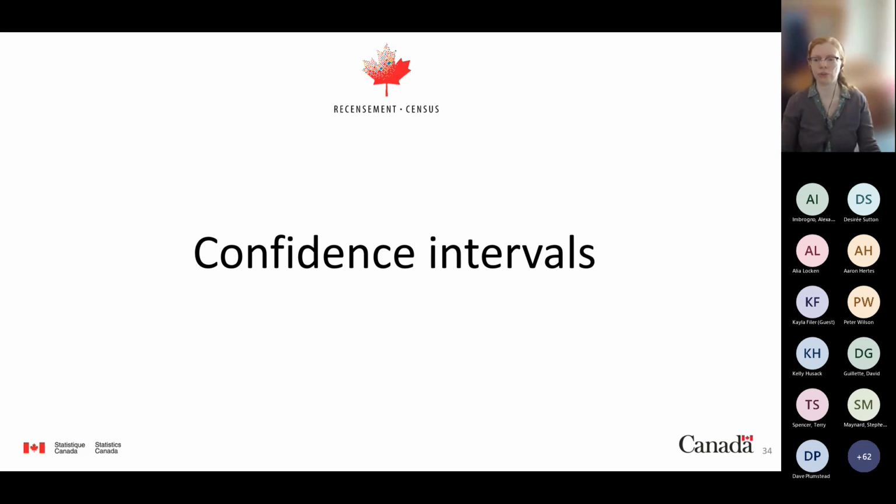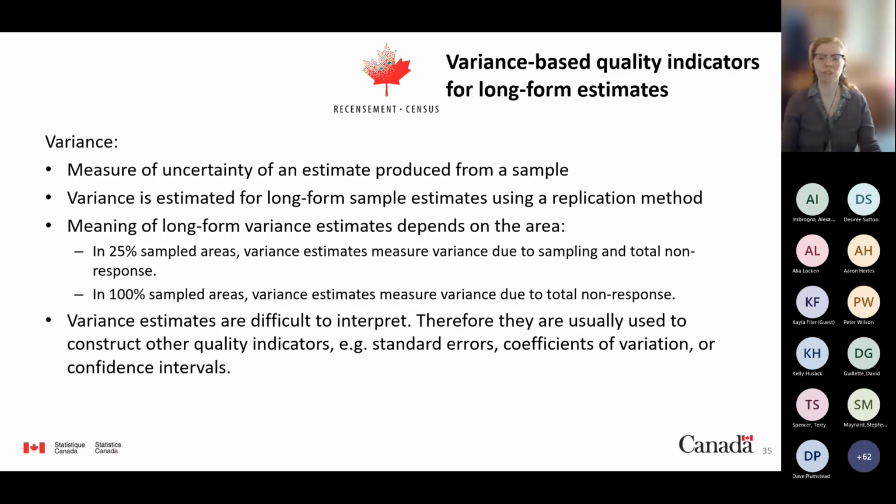Now we'll move on to confidence intervals for long-form estimates, which are the final quality indicator we'd like to present in the webinar. So confidence intervals fall into the broader class of variance-based quality indicators. So first I'll mention some general facts about variance and variance estimates for the long form. Variance is a measure of uncertainty of estimates produced from a sample. It's a quantity we estimate for long form estimates, but not for short form estimates.